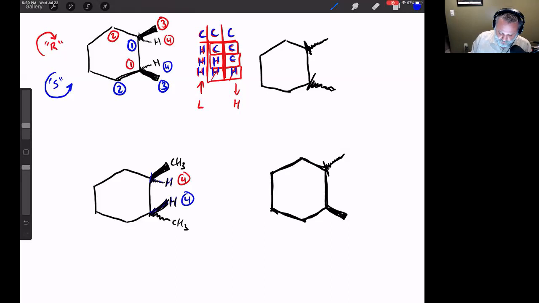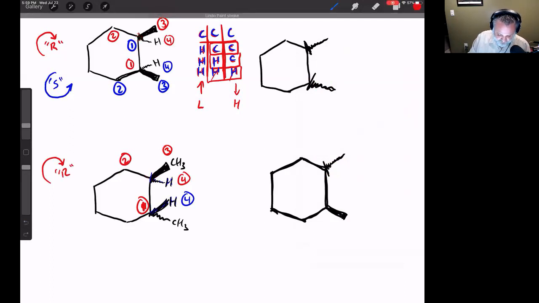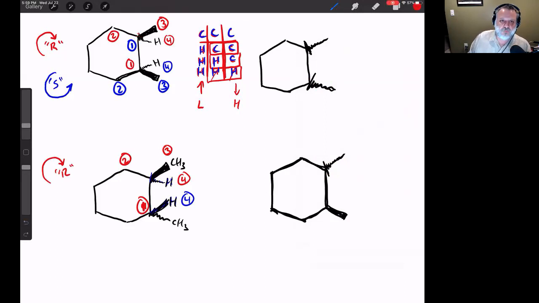So again, the priority list should be the same. This methyl group is going to be priority number 3. Priority number 2 is going to be that group, and priority number 1 is going to be this group. So again, drawing the arrow, 1, 2, 3, it's going in the clockwise direction, and so that's an R configuration. And that shouldn't surprise me because this carbon and this carbon look exactly the same as far as their configuration, so they should have the same configuration.